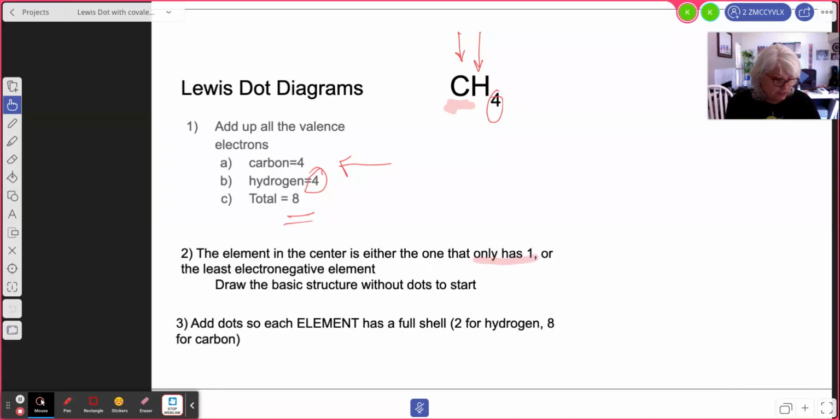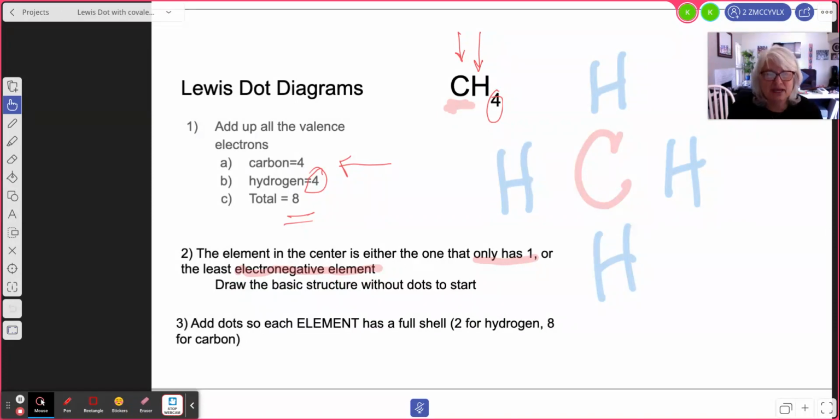You can also look at the electronegativity, and the one with the least amount of electronegativity is going to go in the center. So let's draw that in the center. Here's my carbon, and then I'm going to draw 4 hydrogen around the outside. So I have hydrogen, hydrogen, hydrogen, and a hydrogen. So there's my methane skeleton drawing.